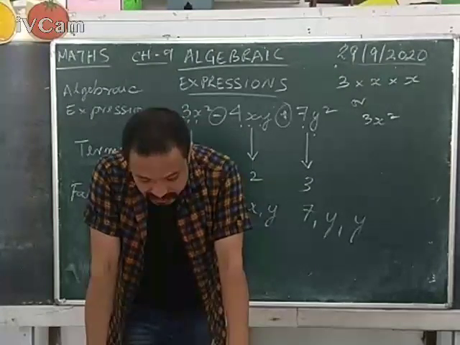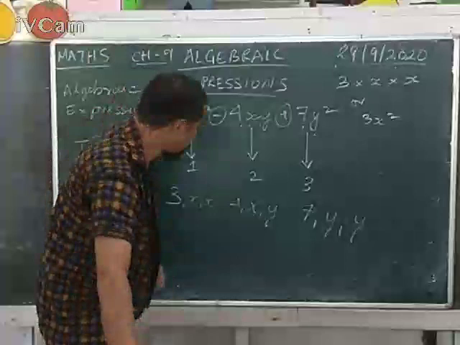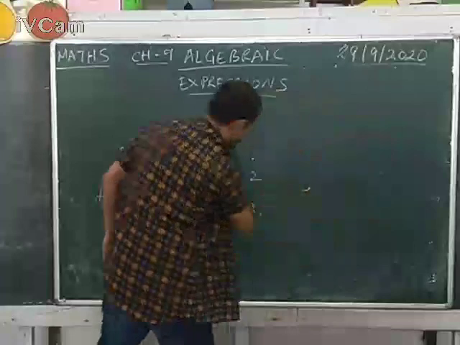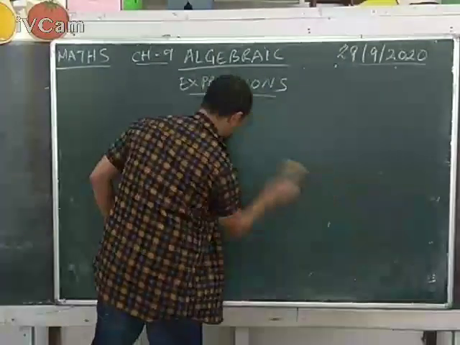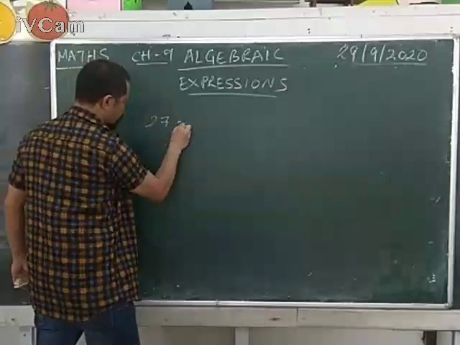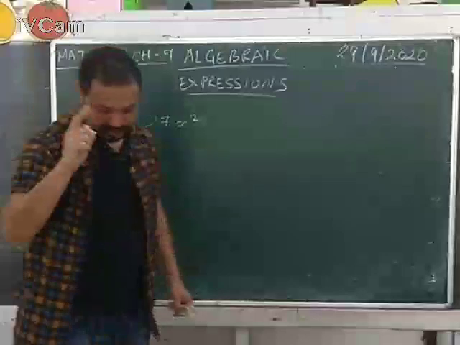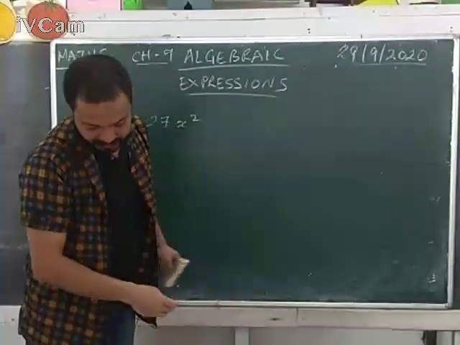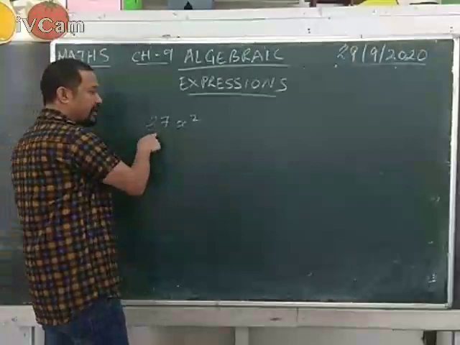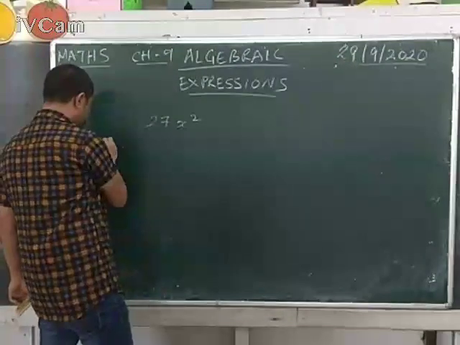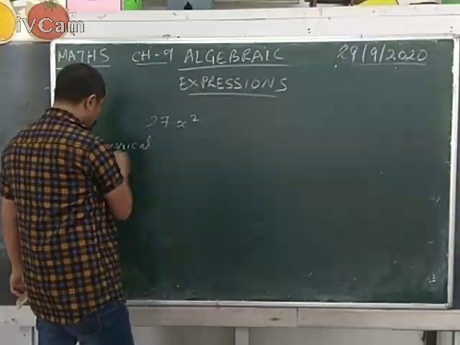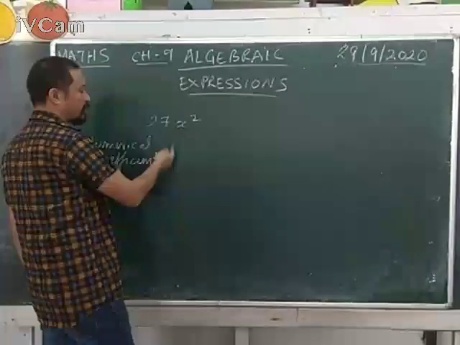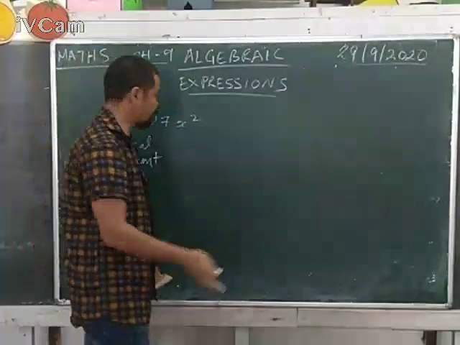For example, in 27x squared, okay, I'm just using the examples from the book so that you can relate. You can use your own. In 27x squared, the numerical coefficient of x squared is the numerical. What is numerical? Numerical means number. The numerical coefficient of x squared, or basically in simple English terms, I don't know why we use big words.